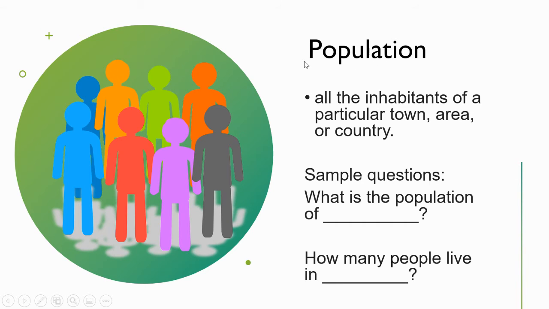The next word I want us to learn today is the word population. Population. So, population refers to all the inhabitants of a particular town, area, or country. So, you can see the picture to help you remember. Population. So, usually when we ask about the population of a place, we ask how many people live in that place.